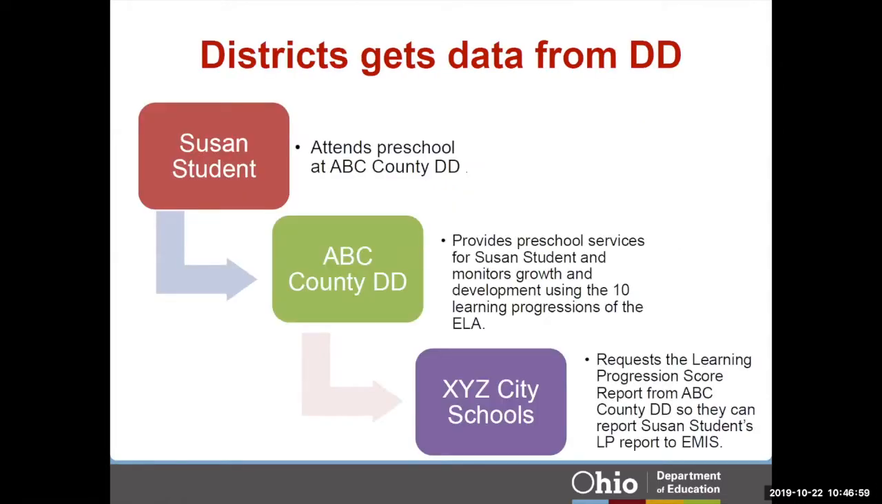So here's an example of a district, and this is about the preschool early learning assessment, but it could hopefully shed some light on this bigger picture of using the KReady system for a student that is attending a preschool program, maybe at a DD, maybe at a preschool program that is not at the local school district level. So the district is going to get the data from that DD instead of the district using the KReady system. You have a student that's attending a preschool program off-site. That preschool program provides services for that child, monitors the growth and development of those 10 required learning progressions, and then the school district is going to request the scores from that off-site program. And the off-site program might be using KReady or might be using a bridge form. We are moving to phase away from using the bridge form, and we are encouraging and supporting programs with using the online KReady system.